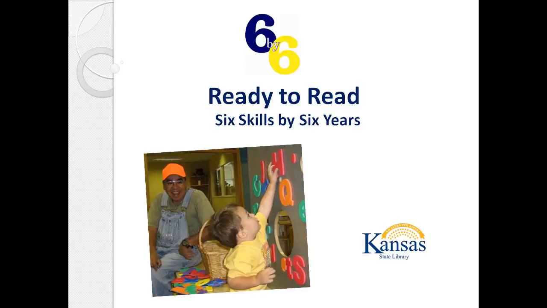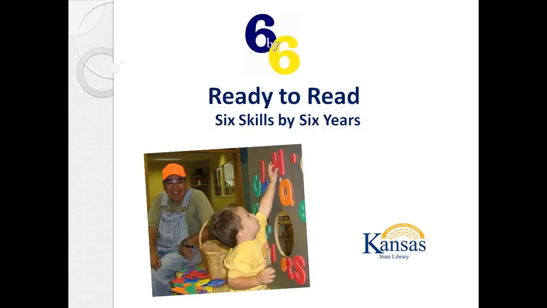And early literacy is what children know about reading and writing before they can learn to read and write. So today we're not talking about getting kids to read early, we're just talking about getting them ready to learn to read. And as I mentioned, 6x6 is the early literacy initiative that the State Library of Kansas has chosen to support in all Kansas public libraries.